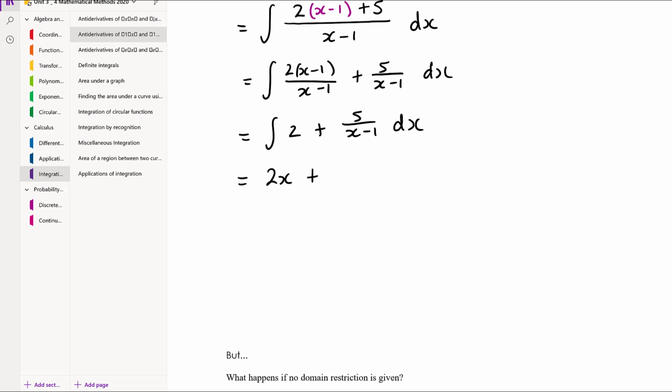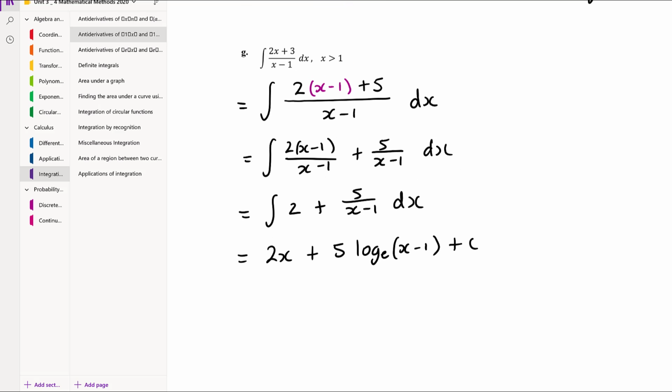Antiderivative of 5 on x minus 1, again that's just 5 times the antiderivative of 1 on x minus 1, and the antiderivative of 1 on x minus 1 would be 1 over 1 out the front, a is 1, so we don't need to worry about that, log e of x minus 1 plus c. Once again, we've got this clarification that x is bigger than 1, which ensures that there's no problem with our log at the end here.